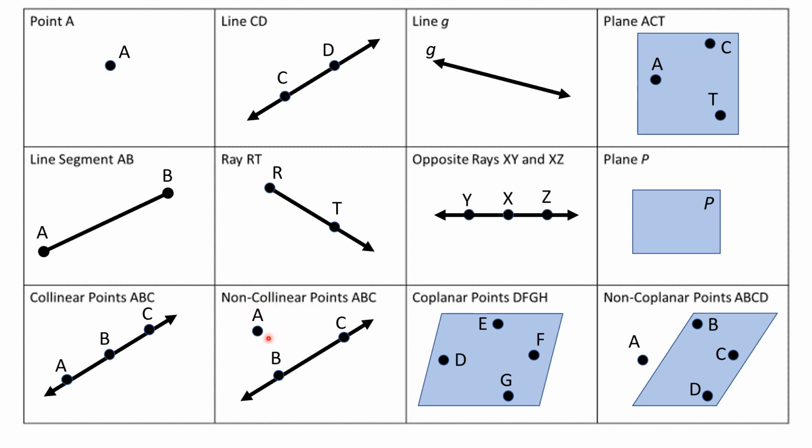Non-collinear points A, B, C are points that are not all on the same line. A, B, and C are now not all on the same line. B to C share a line, but A is not on the same line. We could draw a line through A and B, but then C would not be collinear with A or B, with AB as a line.